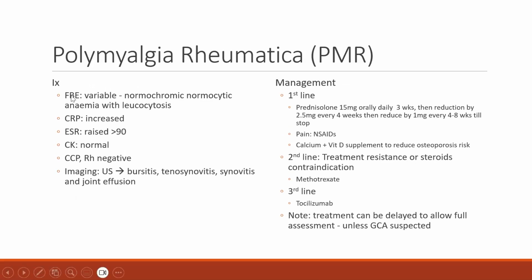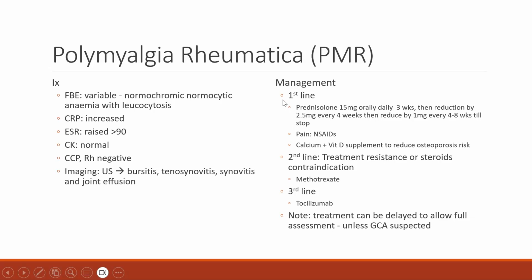Investigations: full blood evaluation is variable. Some will have normochromic normocytic anemia with leukocytosis. Inflammatory markers are both increased, but ESR is increased to more than 90. CK will be normal because we don't really have muscle atrophy. CCP and rheumatoid factor are negative. Imaging: with ultrasound, we get bursitis, tenosynovitis, synovitis, and joint effusion.